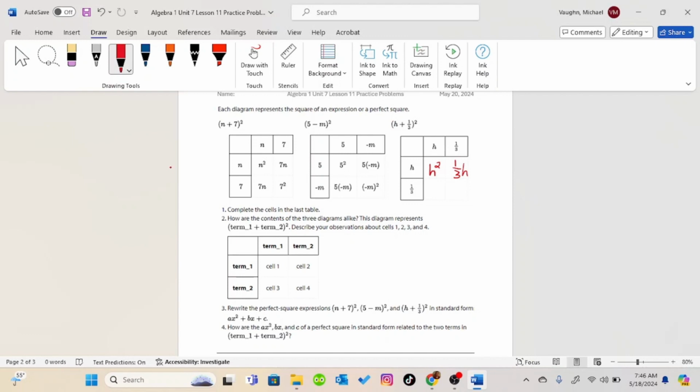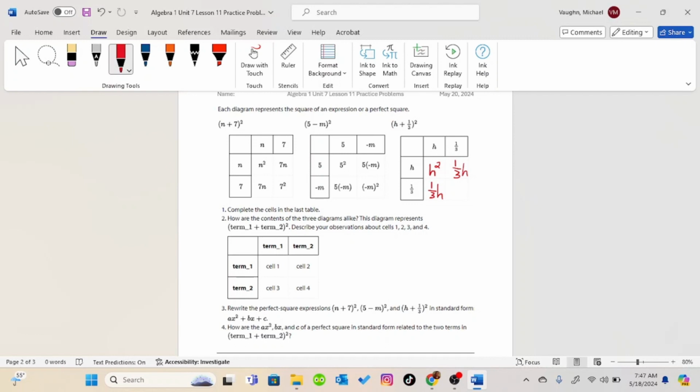First table, we had n times 7. The answer was 7n. Then we had 5 times negative m, so we had 5 negative m. So in the third table, when we have h times 1/3, we're going to have 1/3 h. And finally, in table 1, we had 7 times 7 is 7 squared. In table 2, we had negative m times negative m was negative m squared.